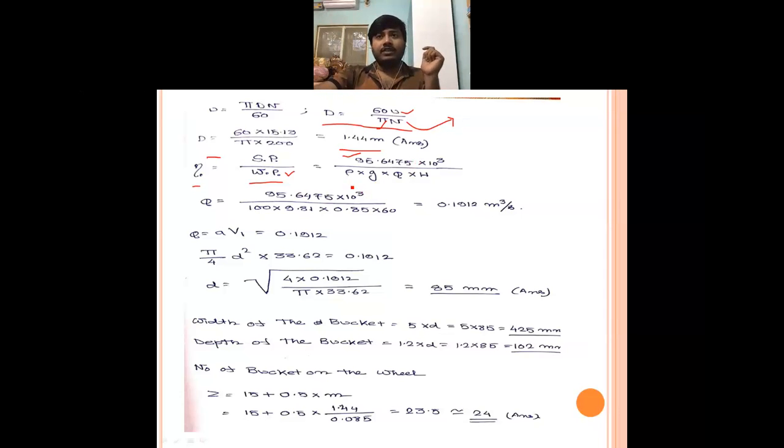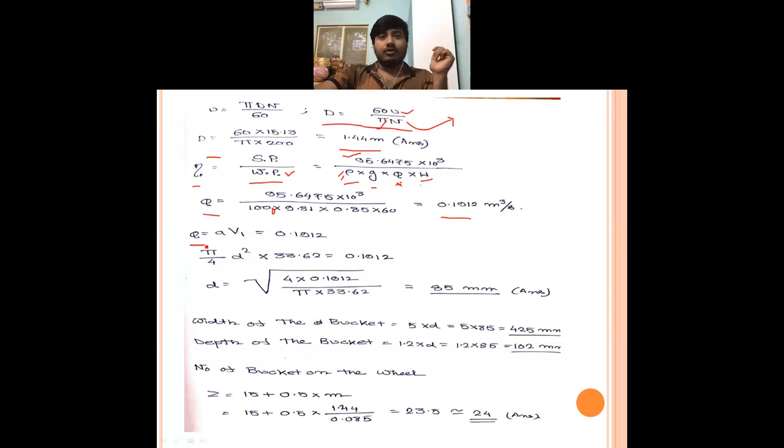From this equation we know all the values. We know the value of rho, 1000, the value of g, and the value of h. We don't know the value of Q. So Q will come after putting all the values in this equation: 0.1912 meter cube per second.